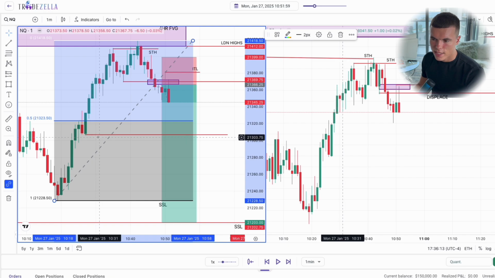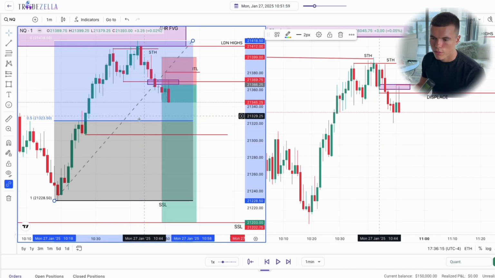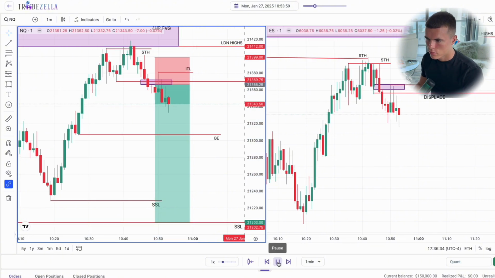Once price takes out this short-term low, then you're going to trail your stops to break even, and it'll be a completely risk-free trade from that point onwards.